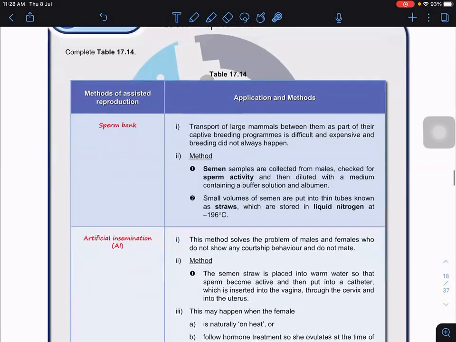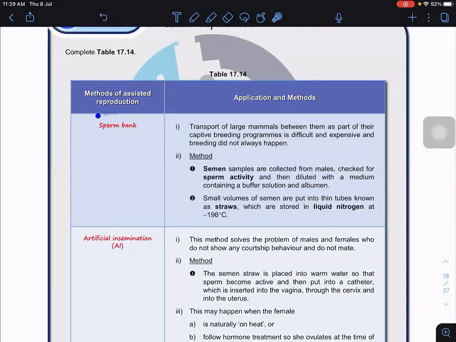So what we can do is collect the semen from the male, check for the sperm activity, wash, and dilute it with a medium containing a buffer solution and albumin, and we store it in liquid nitrogen at -196 degrees Celsius. So sperm can be stored. Are you clear? The sperm can be stored. Depending on the reproductive cycle, we can actually donate the sperm and receive sperm from overseas. Then we can increase the genetic diversity.